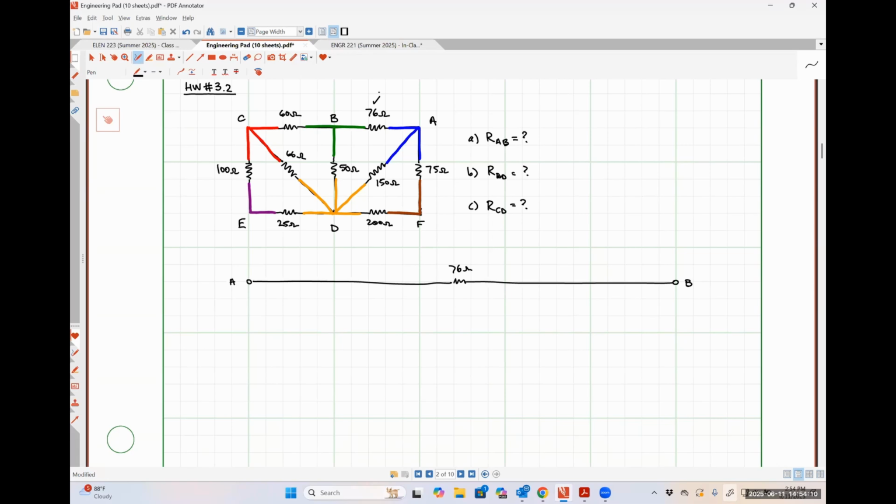Now, a different way that I can get from A to B is to go from A to D to B. So I'm going to choose to put node D here directly in the middle. To go from A to D is the 150 ohm resistor. So that's this guy right here. And then to go from D to B in the most simple path, that's going to be this 50 ohm resistor.